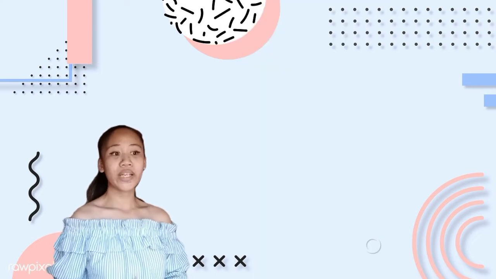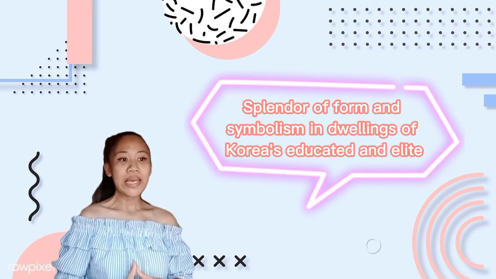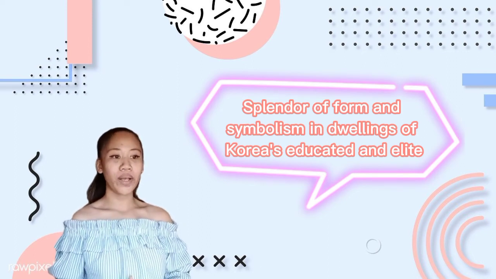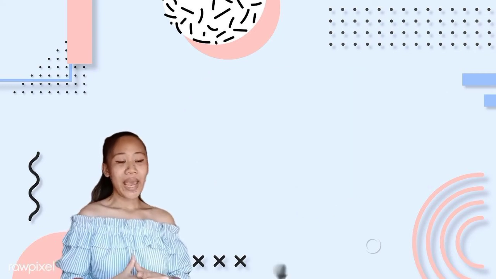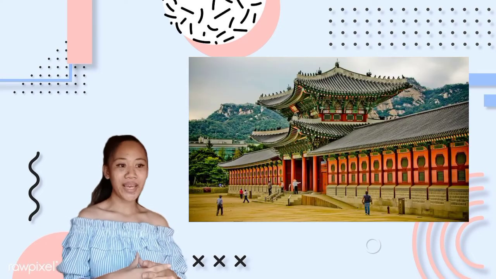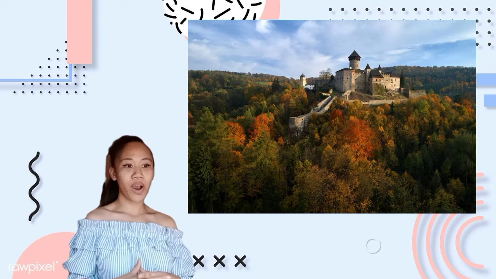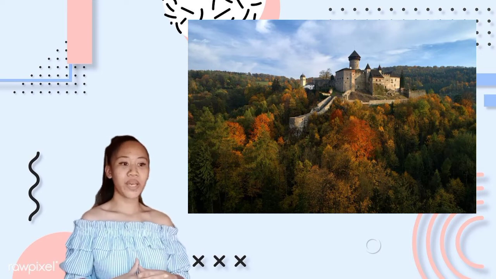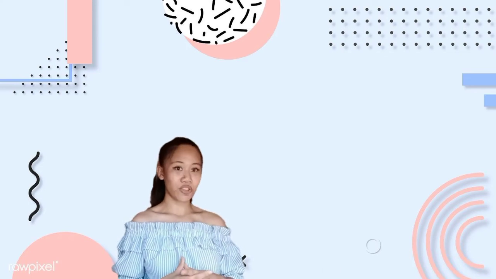Korean historical architecture embodies the splendor of form and symbolism in the dwellings of Korea's educated and elites. Elegant Korean places painted in bright and beautiful colors, robust mountain forests, and peaceful places of learning all combined elements of the natural world.